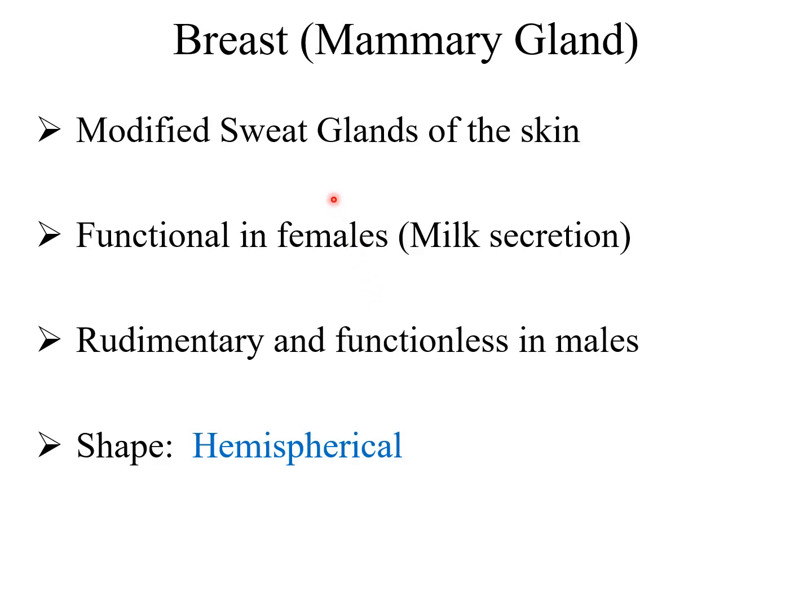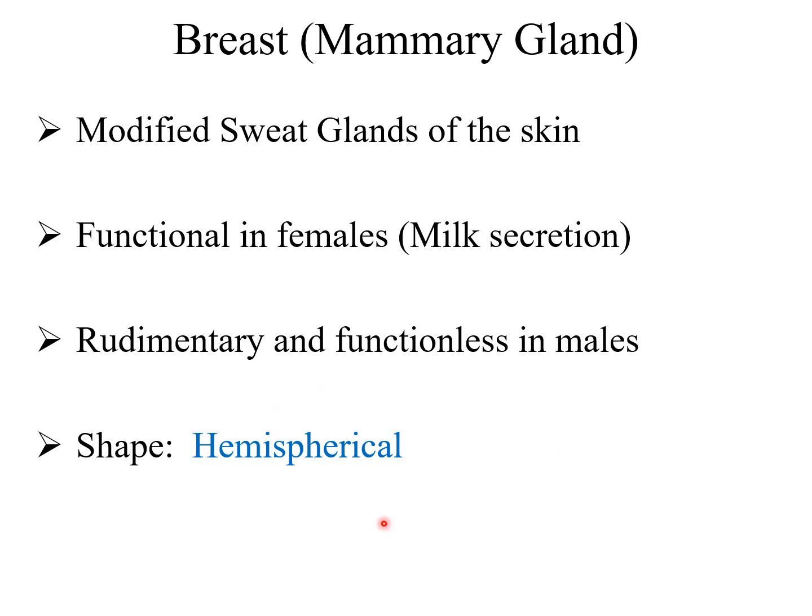So we will start with breast or mammary glands. They are modified sweat glands of the skin, or we can say modification from the skin. As already we have discussed, when we say a term gland, it means that we are talking about a structure or epithelium which is the invagination from the skin to the underlying connective tissue. So breasts are actually mammary glands. So they are part of skin or develop from skin. Functional in females for milk secretions and rudimentary and functionless in males.